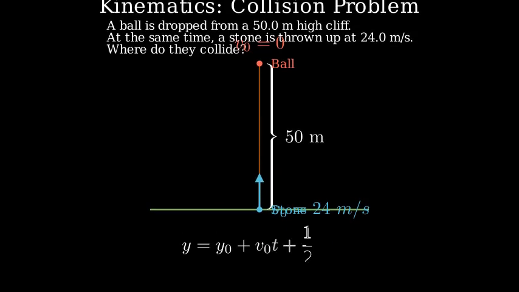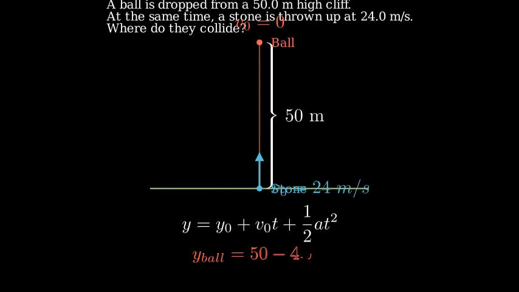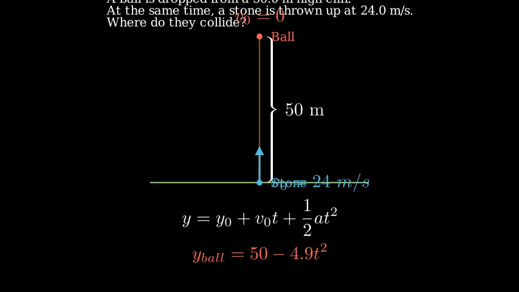Let's set up our equations. We'll use the kinematic equation that relates position to time. y equals y initial plus v initial times t plus 1/2 a t squared. For the ball, starting at 50 meters with zero initial velocity and acceleration of negative 9.8 meters per second squared downward, we get y equals 50 minus 4.9 t squared.